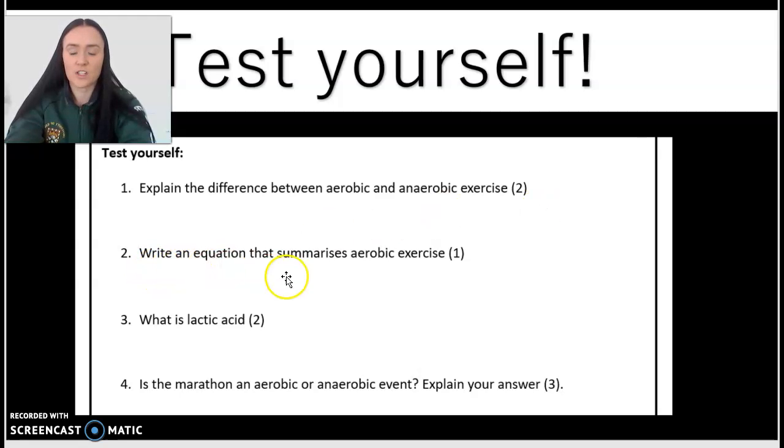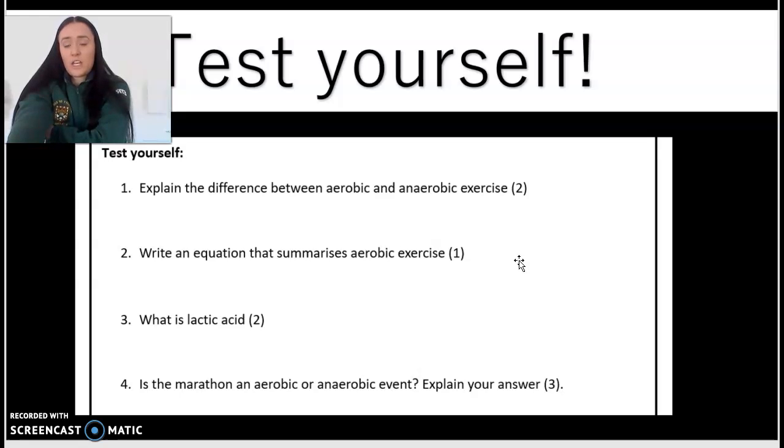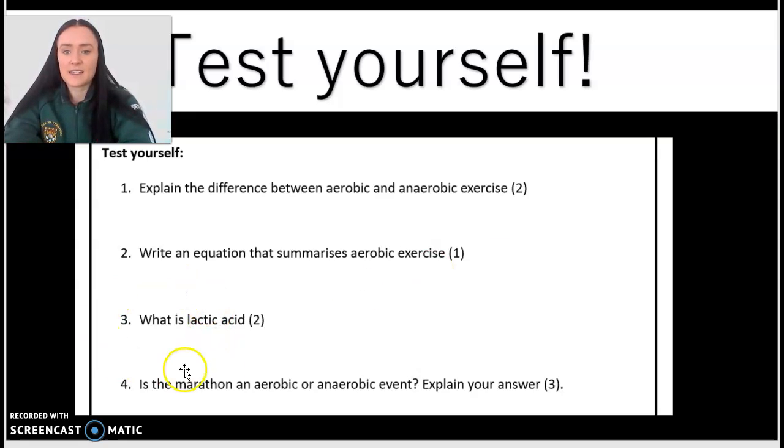Then we want the equation that summarizes aerobic exercise. Hopefully by them drawing pictures of the equation earlier on, that should help jog their memory a little bit. What is lactic acid? Here I'm looking for what it is and what it causes for athletes. Why is it potentially a problem? And then I've got 3 marks for this question. Is the marathon aerobic or anaerobic? And then explain your answer. So which one is it? And at least 2 examples of why they believe it is what it is.